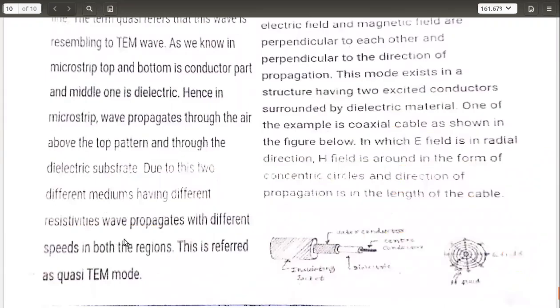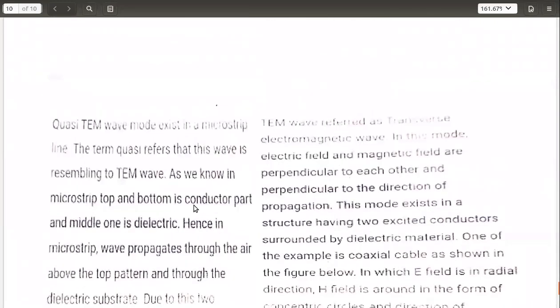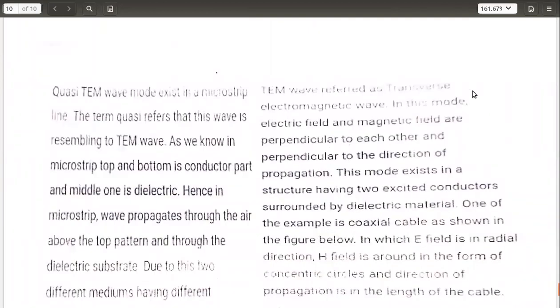The wave propagates with different speeds. This is referred to as quasi-TEM mode. So understood now: because the medium is different for these fields, partially in the air and partially in the substrate, the wave propagates with two different speeds in these two regions. That's why the mode is quasi-TEM. It resembles TEM but is not exactly TEM. Here I have given you the details of what TEM is. Hope it is visible to you.